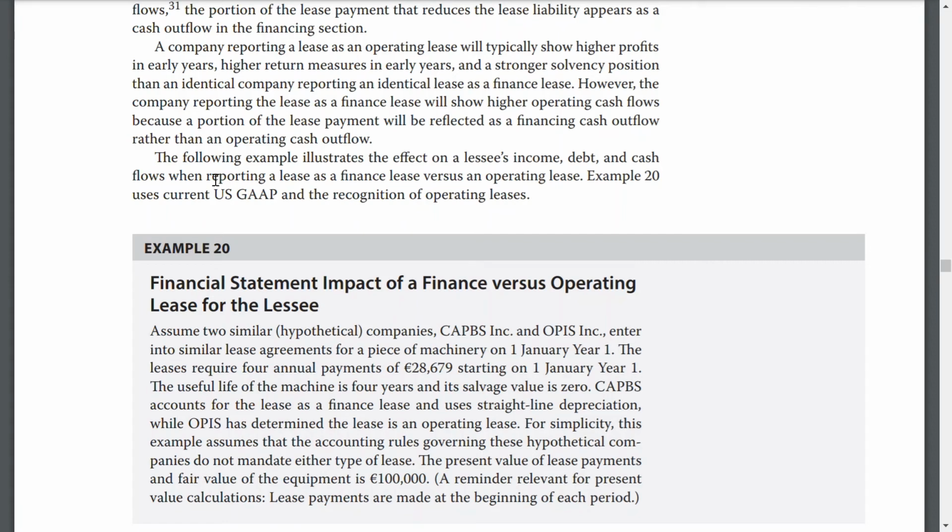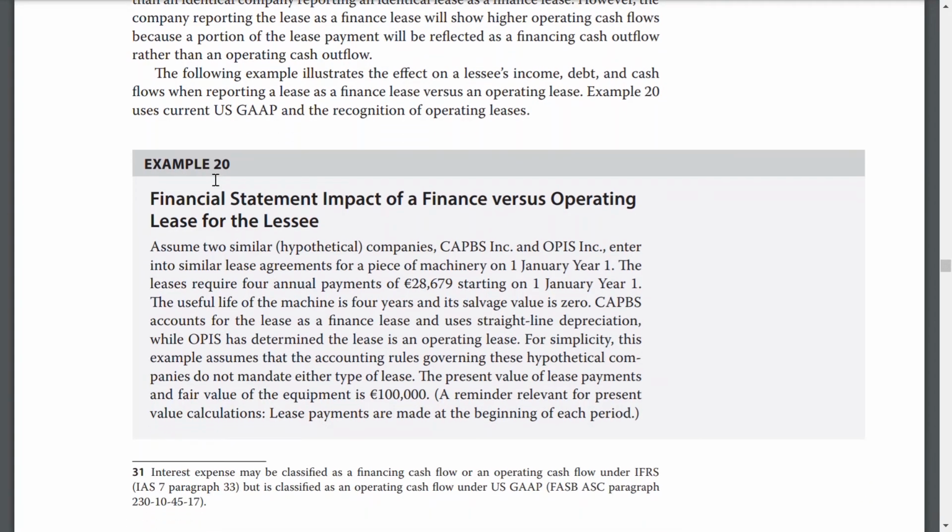The following example illustrates the effect on a lessee's income, debt, and cash flows when reporting a lease as a finance lease versus an operating lease. Example 20 uses current US GAAP and the recognition of operating leases.